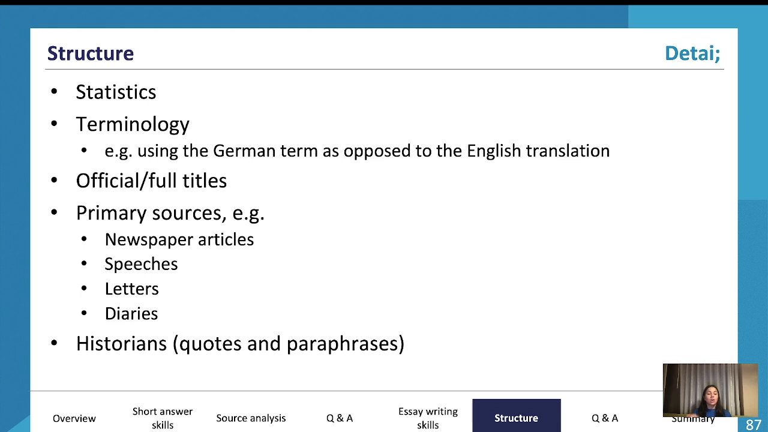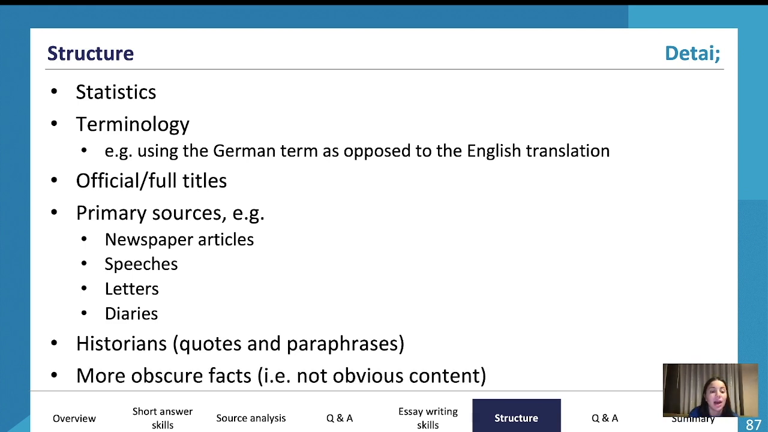So don't think you can only use a primary source from a newspaper at the time, or a line from one of Hitler's speeches, or something that Stalin said, like a quote from them. Those primary sources are so strong too. So don't think you just have to go straight to historians all the time. There are other things you can include, and then obviously more obscure facts or not obvious content, or just something different. But I really recommend switching up between primary sources, historians, and statistics particularly. But drawing in terminology is always going to do well. It's always going to get brownie points as well.